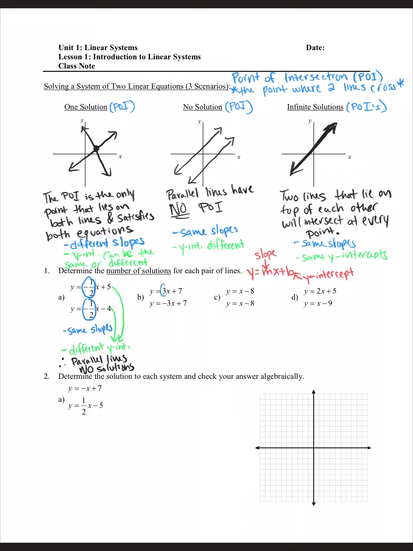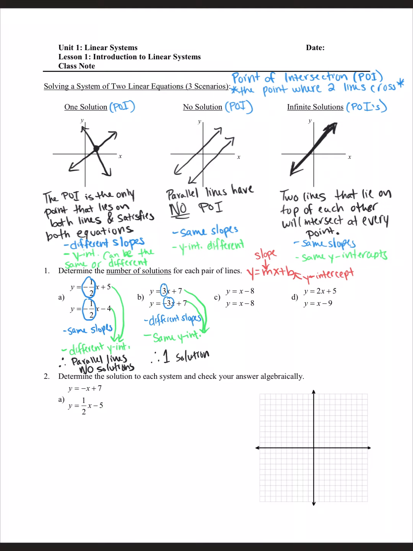Our slopes here, we have 3 and -3. So this time we have different slopes. And if we look at our y-intercepts, we have 7 and we have 7. So these are the same y-intercept. Again, if we look up at our note above, in which case do we have different slopes but the same y-intercept? That is only when there is one solution. So we can say, therefore, there's one solution for this linear system.